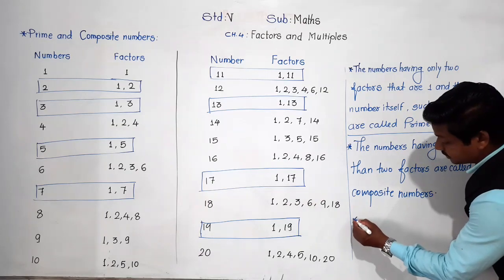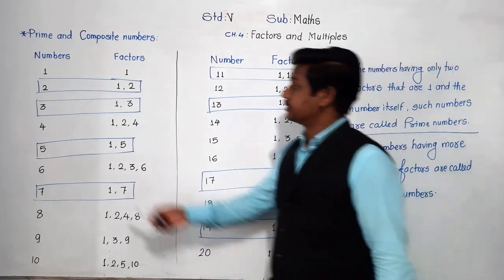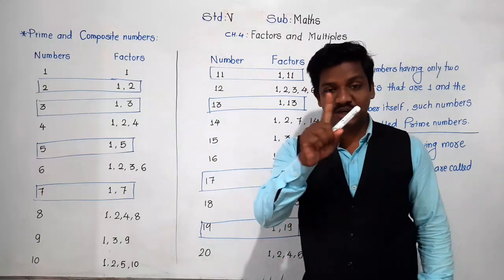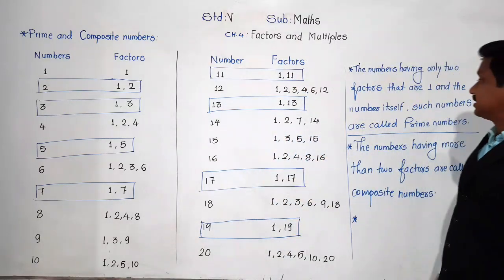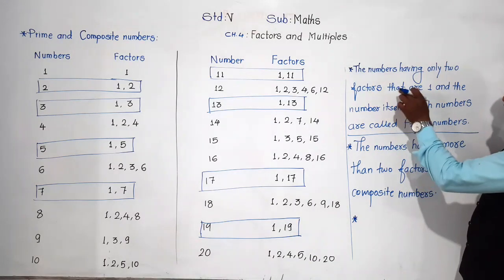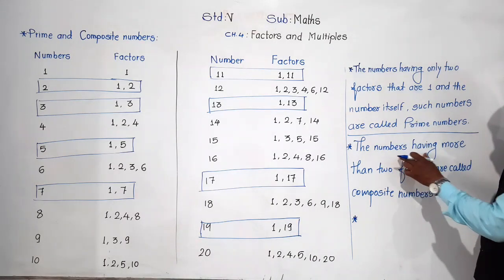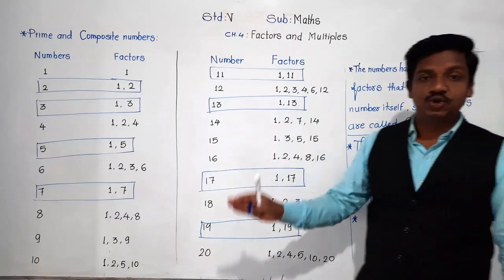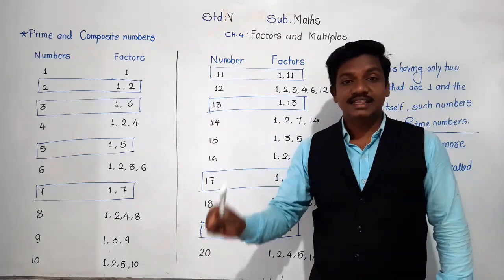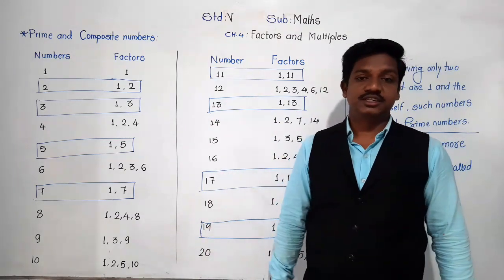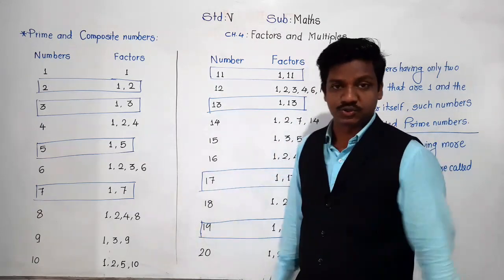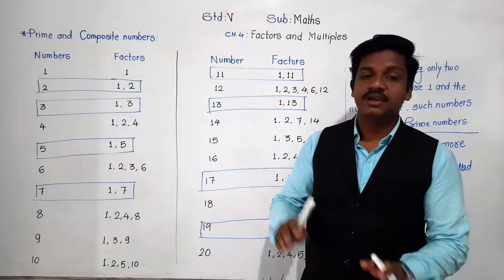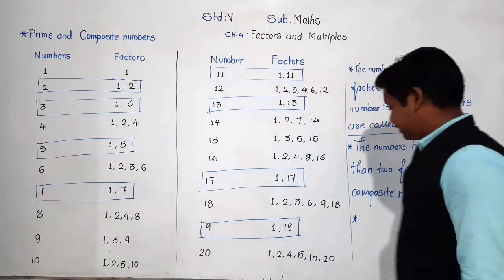Then what about 1? 1 has only 1 factor. It doesn't fit the definition of prime numbers, and it doesn't fit the definition of composite numbers either. So, 1 is neither prime nor composite. It is not prime, and it is not composite also.